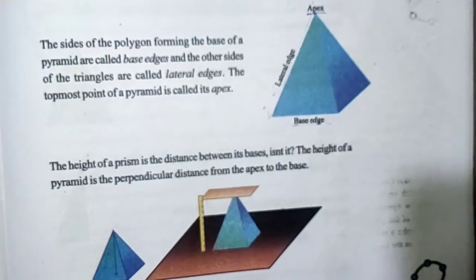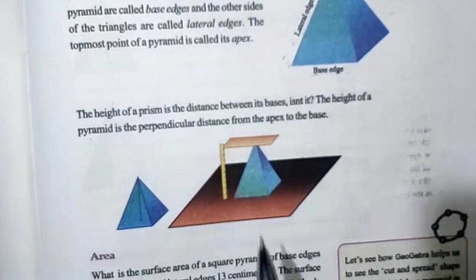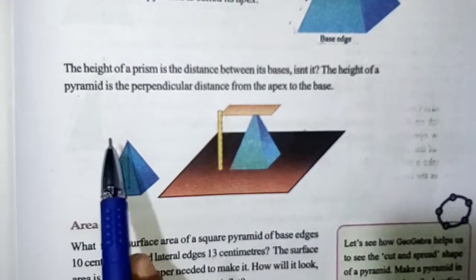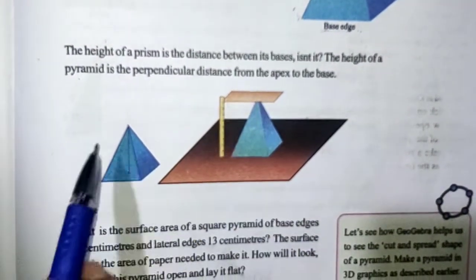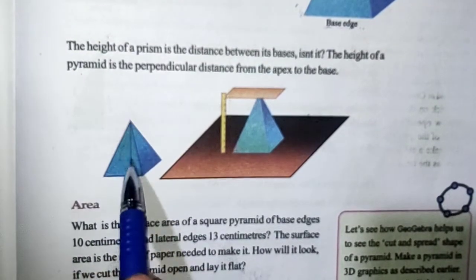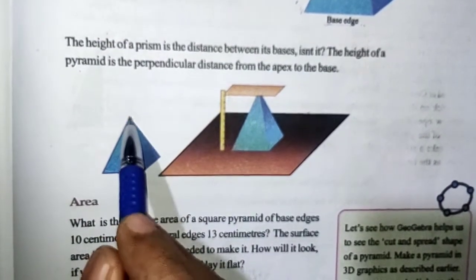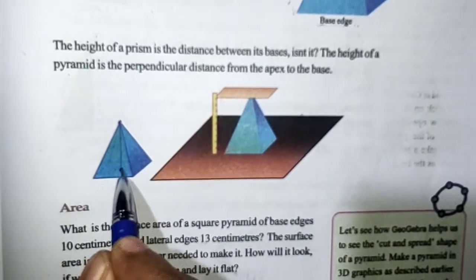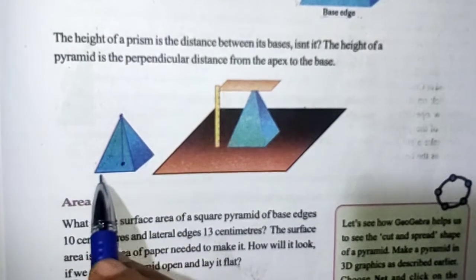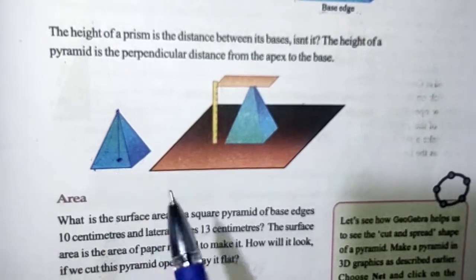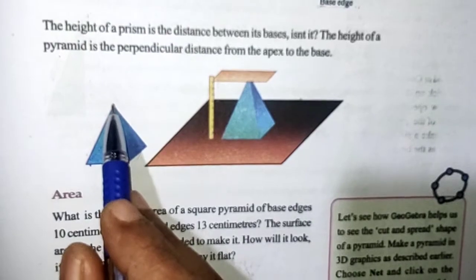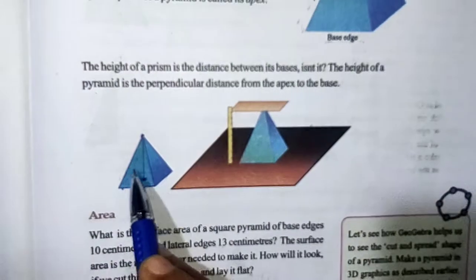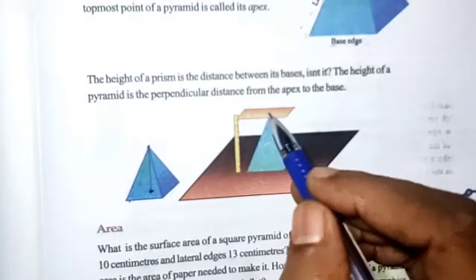And see, children, here you can see the height of the pyramid. What do you mean by the height of the pyramid? See, inside the pyramid you can see a narrow line. That line connects the apex and the center of the base. The line connecting these two points is called the height of the pyramid.